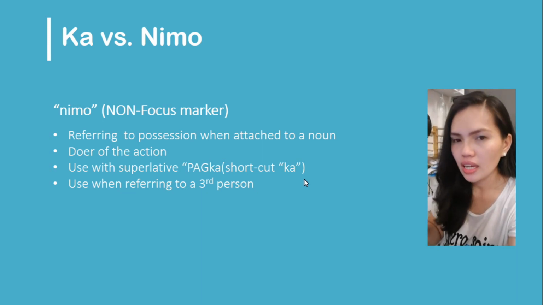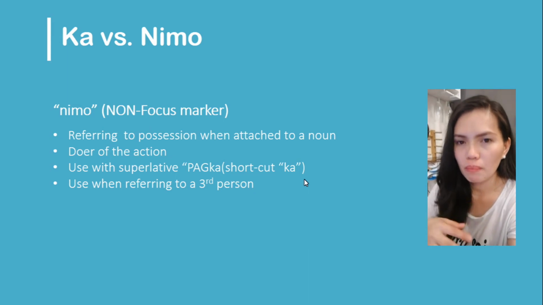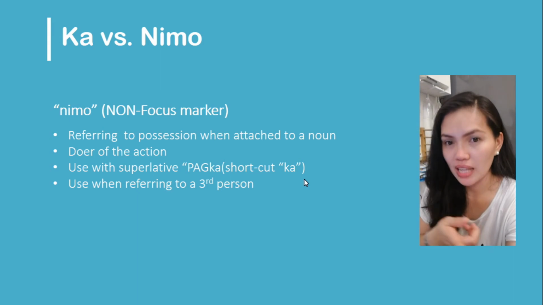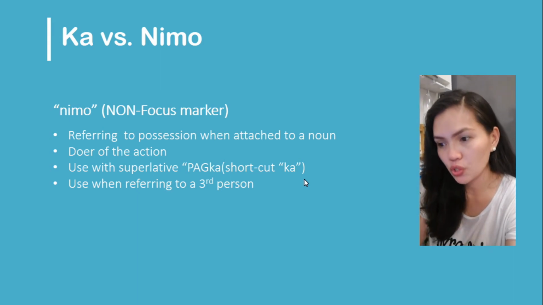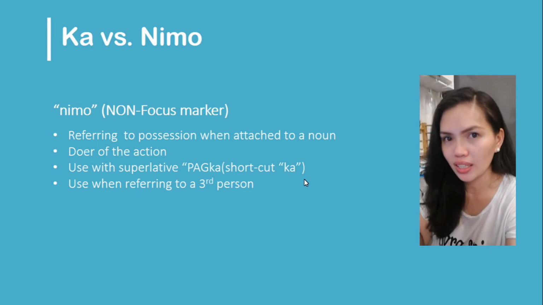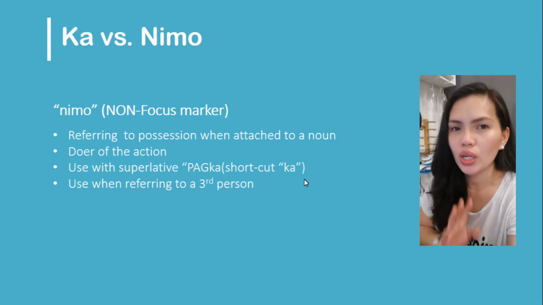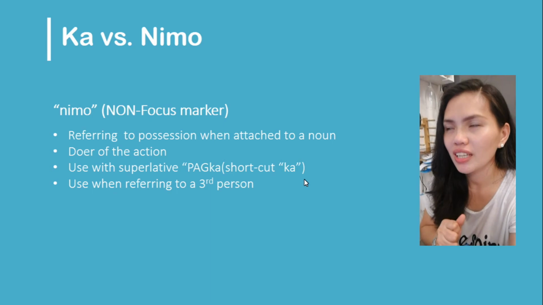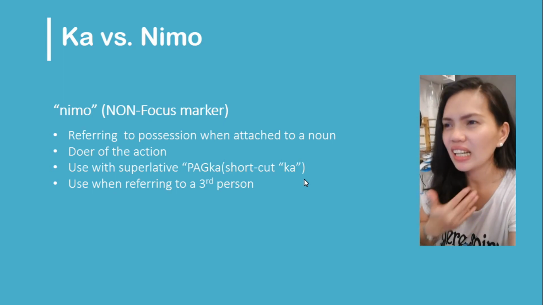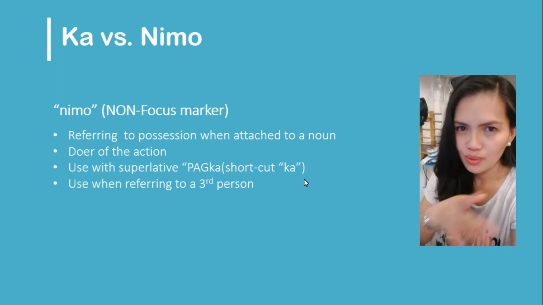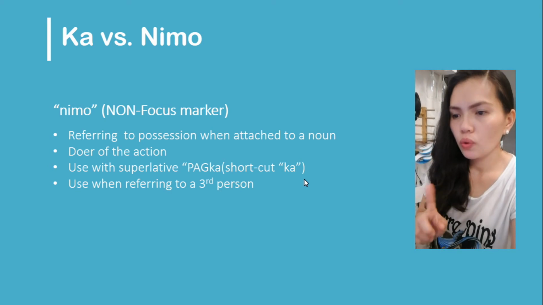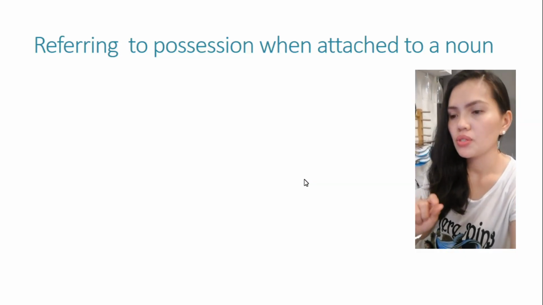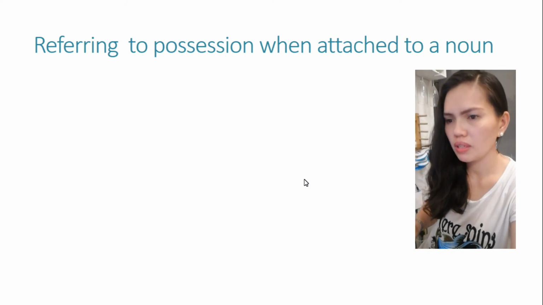The ka here is actually different from the personal pronoun ka, which is the actor focus. Okay, that's different from the shortcut pagka. It's just a shortcut. Again, Cebuanos like to shortcut words. Again, try to soak in, listen to a lot of my videos. Use when referring to a third person, sometimes. I'm just gonna show it to you. So let me give you some examples.